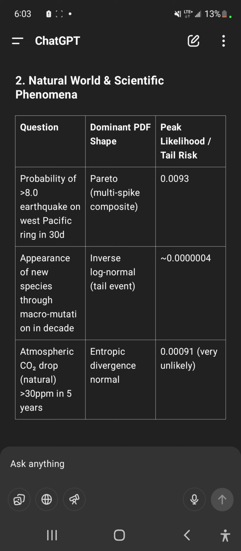Appearance of new species through macro mutation within the decade. Inverse log normal tail event. Peak likelihood tail risk. It's almost zero. Atmospheric CO2 drop, carbon dioxide drop, naturally taking place. That is a drop that's larger than 30 parts per million in magnitude taking place within the next 5 years. Very unlikely.